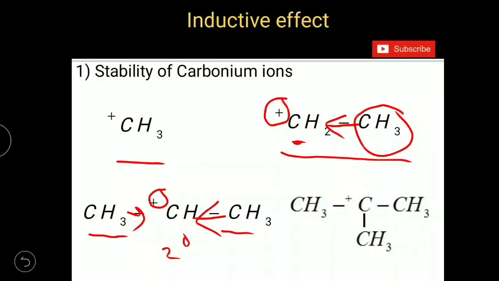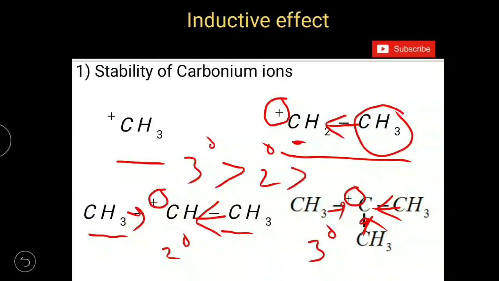And when you come to the tertiary carbonium ion, there are 3 methyl groups bonded to the positive charged carbon, and all the 3 groups are electron donating groups. So 3 electron pairs are coming close to the positive charged carbon, which reduces the positive charge on the carbon atom to more extent. So the positive charge on the carbon atom is becoming very less in the tertiary carbonium ion. So based on this, we can say that the tertiary carbonium ion is more stable than the secondary carbonium ion, which is more stable than the primary carbonium ion.